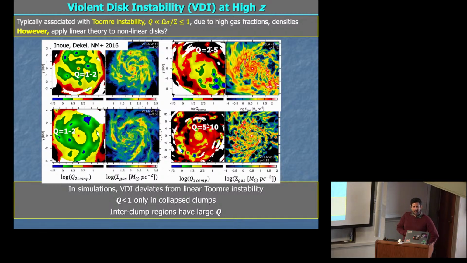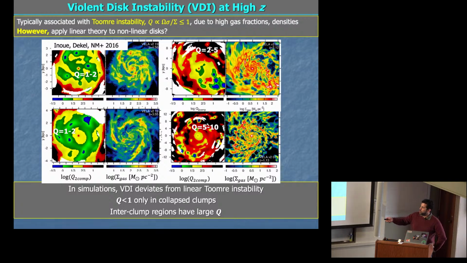But if you think about it for more than a few minutes, you should really be bothered by the fact that we're relying so heavily on Toomre theory to explain these high redshift violently unstable disks, because Toomre theory is meant to be applied in the linear regime for axisymmetric systems. These disks are far from linear and far from axisymmetric. So it could just be a happy coincidence that it all works out.